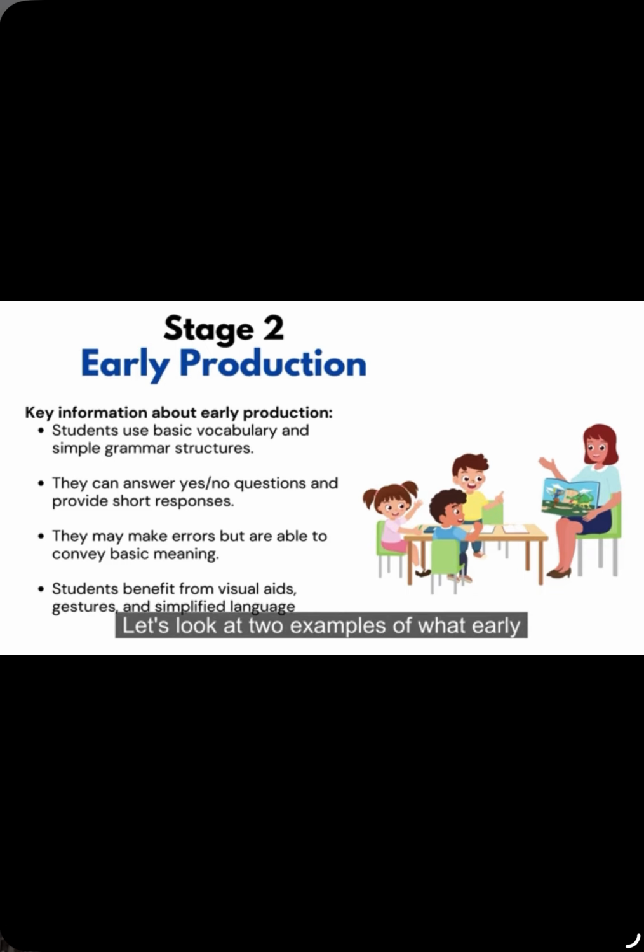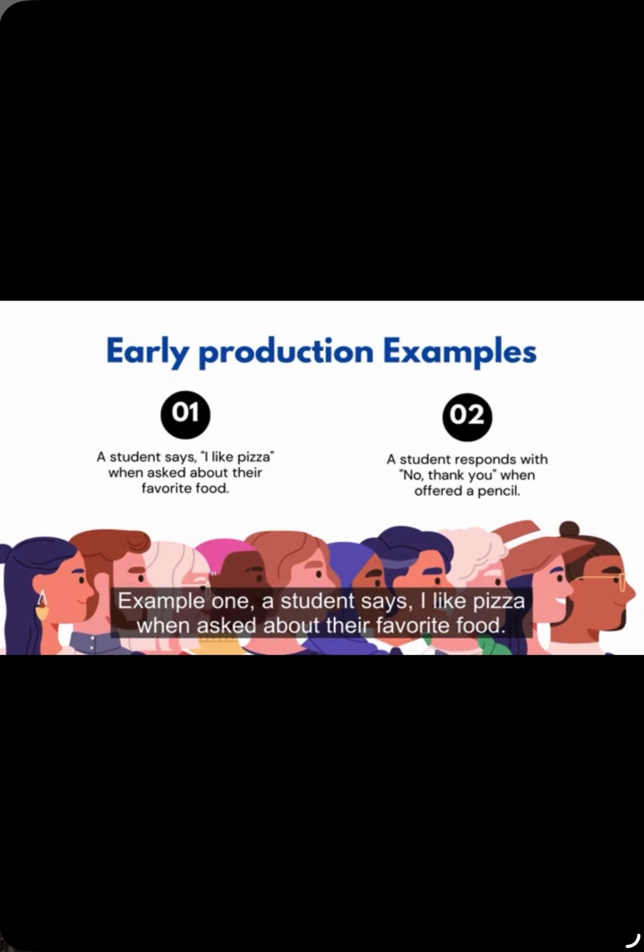Let's look at 2 examples of what early production looks like in a classroom setting. Example 1. A student says, "I like pizza," when asked about their favorite food. Example 2. A student responds with, "No, thank you," when offered a pencil.